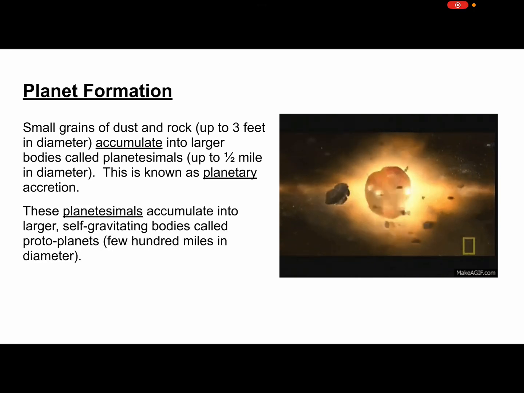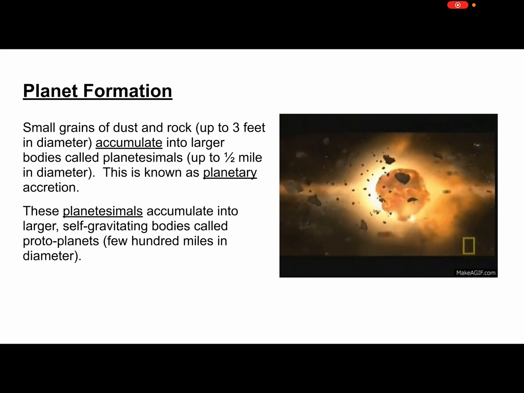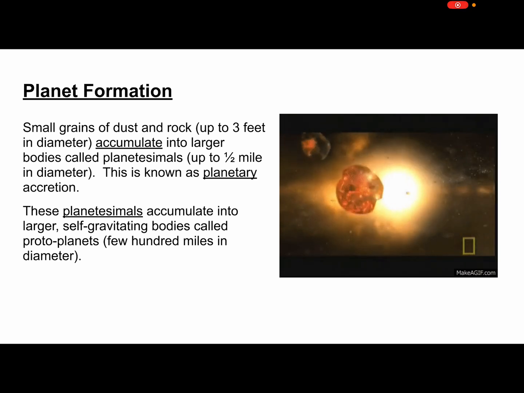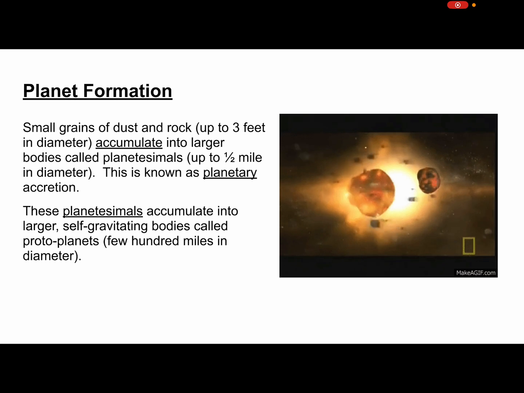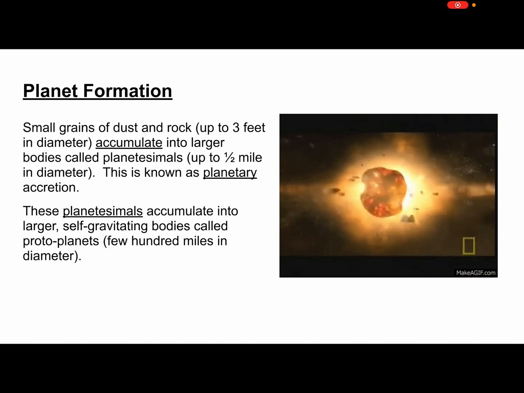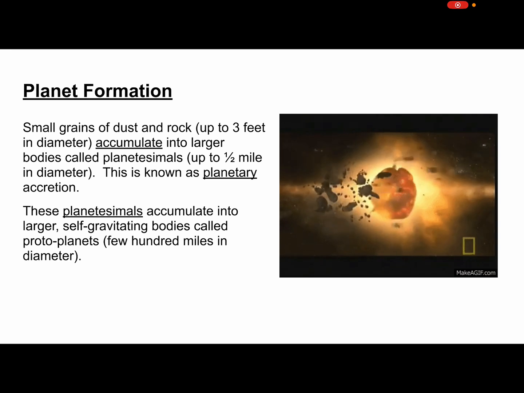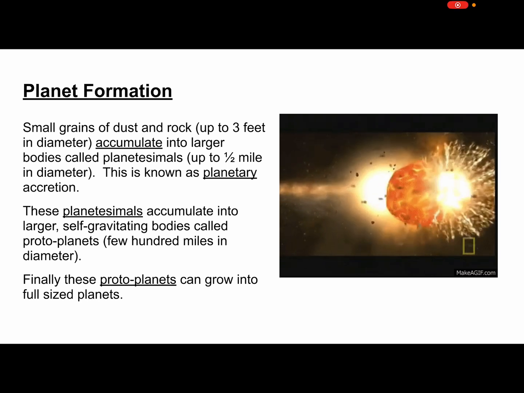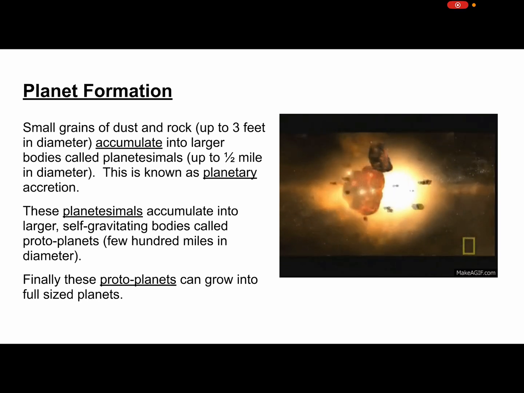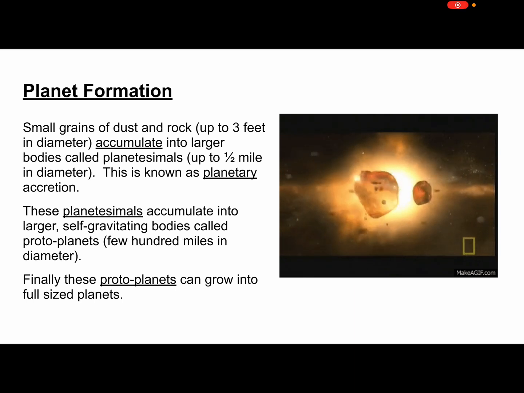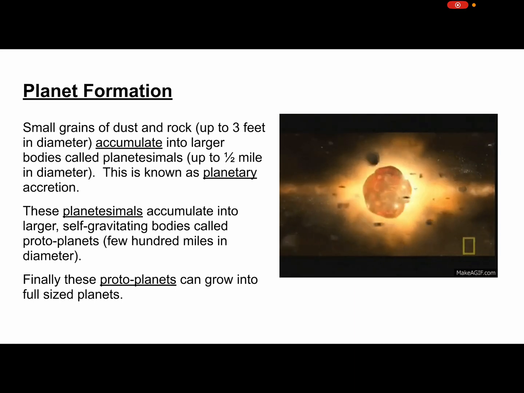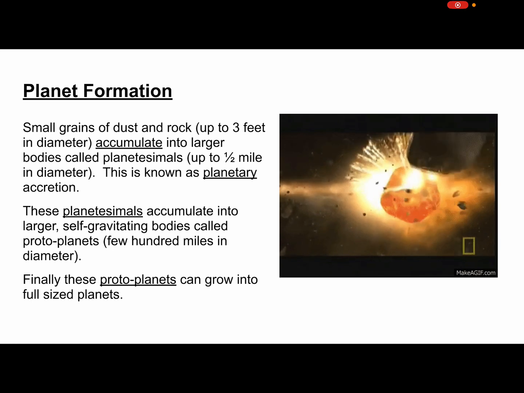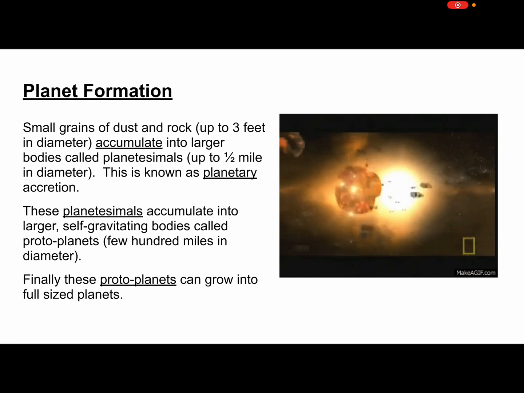So these planetesimals, these smaller chunks of rock, are going to accumulate and get bigger and larger, and eventually they become self-gravitating bodies that we call protoplanets. So they're a few hundred miles in diameter. It's just a larger chunk of rock with a lot more gravity. These protoplanets will eventually form into full-size planets. They're going to collect all the material around them and get bigger and bigger, similar to the Play-Doh activity that we did where we rolled the spheres around and they eventually became one big giant ball of Play-Doh.